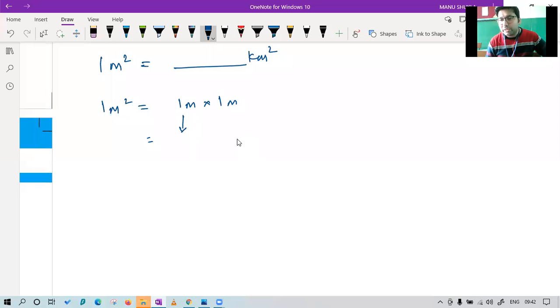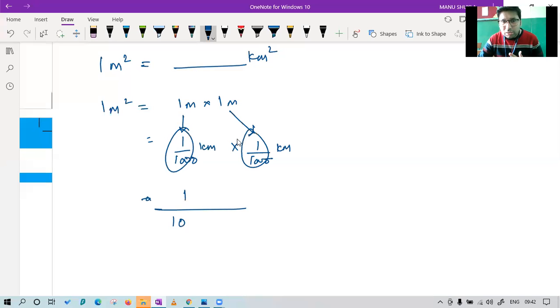Ekta, what are you writing? Try to think. Yes, now it is correct. So 1 m is actually 1 upon 1,000 kilometers. Similarly, 1 m is again 1 upon 1,000 kilometers. Now we can multiply these two and we get the answer as 1 upon 1, 2, 3, 4, 5, 6. Km into km is what?